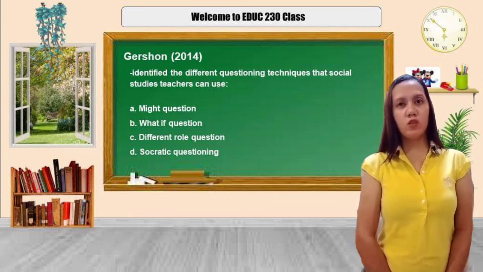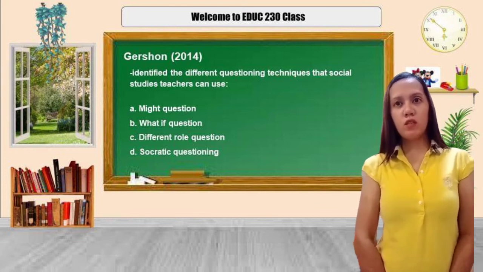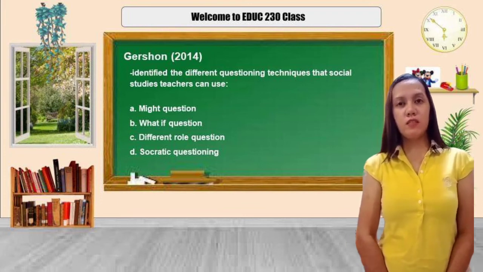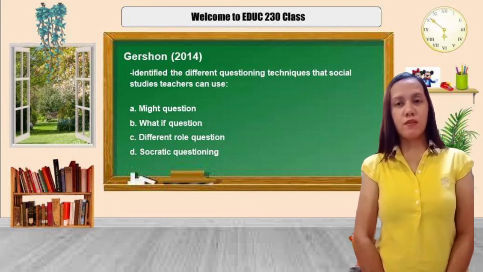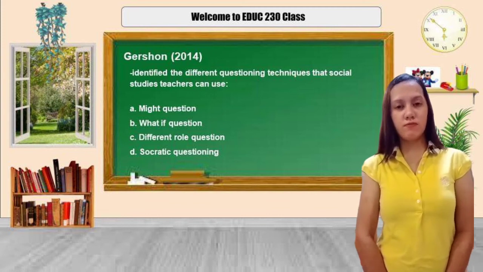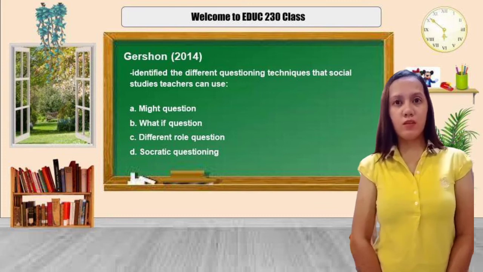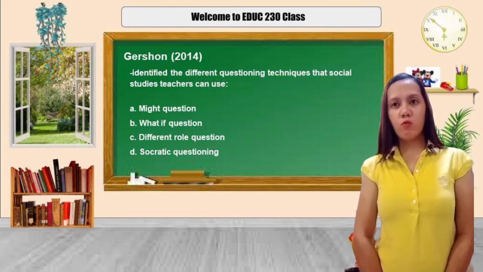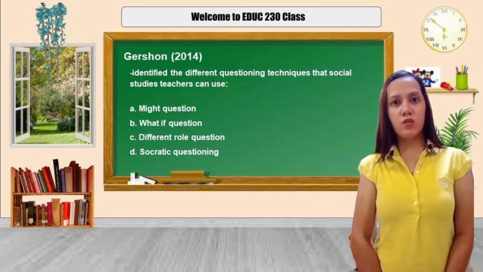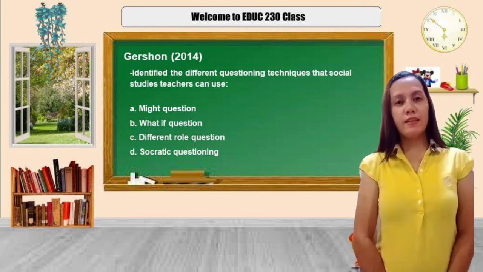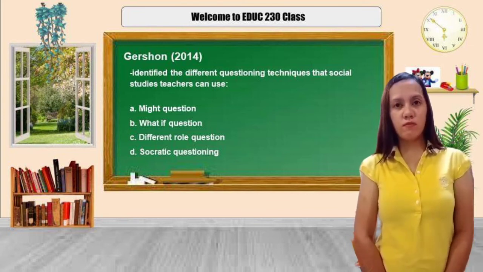And the next one is the what if question. This kind of question brings out the creativity, speculation, and rationality among the learners. And the other one is the different roles question. This type of question allows the learners to have a glimpse of the possible roles they might portray in the real world. And the next one is the Socratic question, or Socratic questioning.